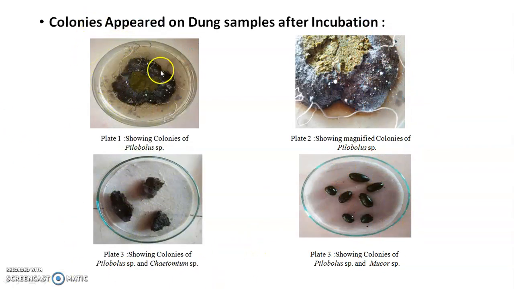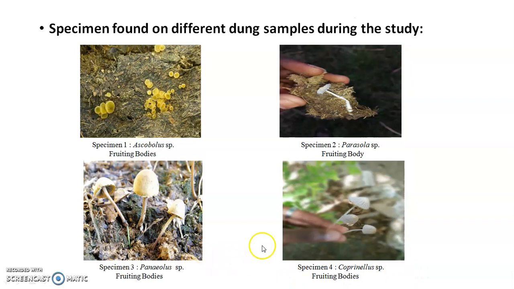And this is the moist chamber. And look how beautifully the Pilobolus emerged out from the dung sample. This is the Pilobolus and Mucor colony. Then Chaetomium also. Here Ascobolus, Parasola, Panaeolus, and Coprinellus. So these are photographs which were taken from the actual spot also.